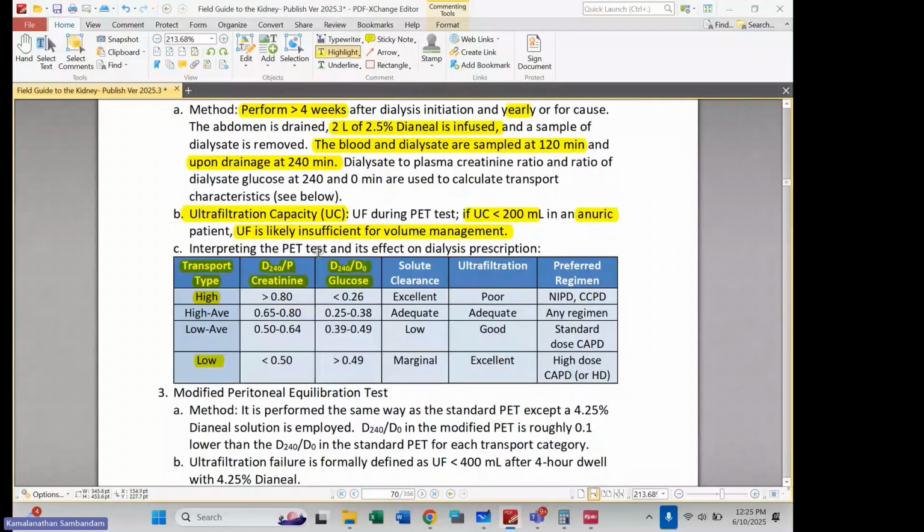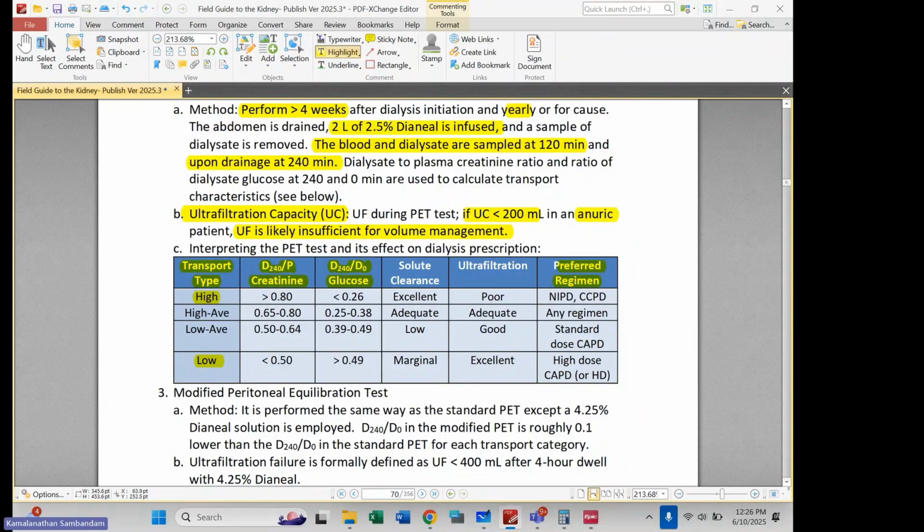We've already talked about some of the PET test parameters. Let's make a few other points. I'm describing this yin and yang between solute clearance and ultrafiltration. And then as a last point, we'll just talk about how this transport characteristic might drive your clinical decision making as you're describing or you're initiating peritoneal dialysis regimens.